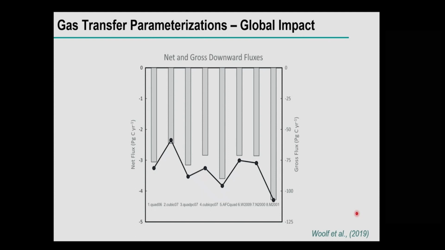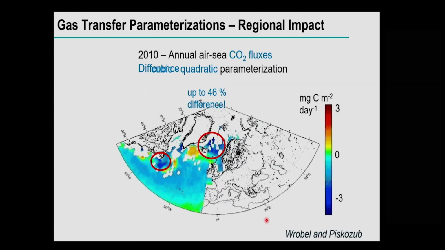Maybe more parameterizations have been proposed, and this is a review by Wanninkhof in 2019 that shows again the huge variation of the net flux and the gross flux estimates depending on the parameterization that we picked. These are all wind speed only parameterizations. Just to illustrate this, again, sorry for the formatting.